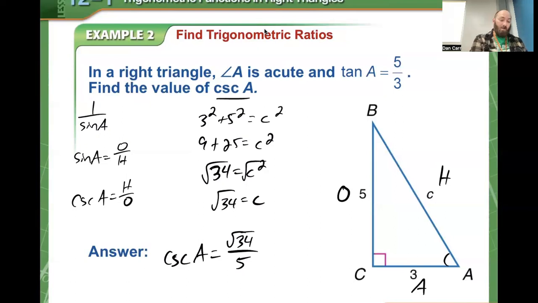Okay, so again, when thinking about this, first thing I want to think about is it's a reciprocal of sine. So if sine is opposite over hypotenuse, then I'll switch it over to hypotenuse over opposite, which means I needed to find the hypotenuse then.